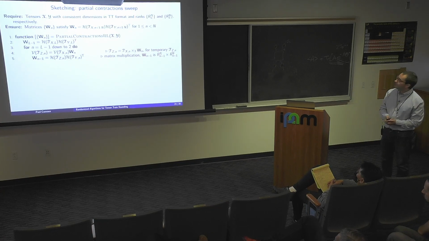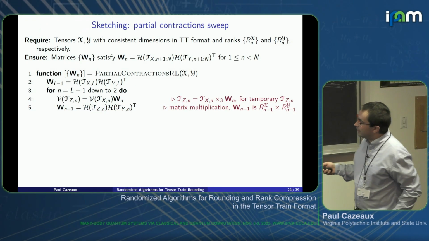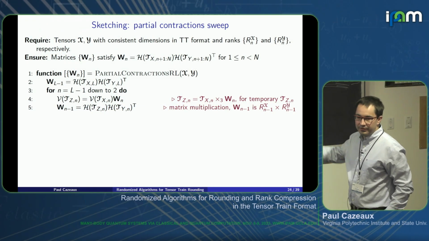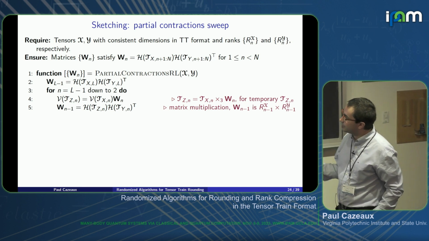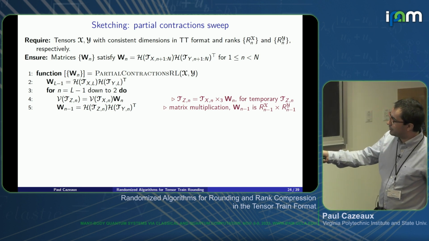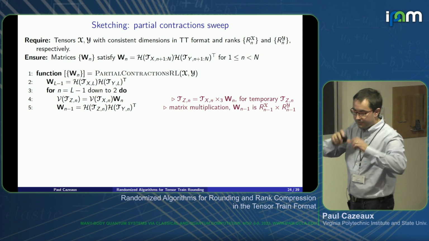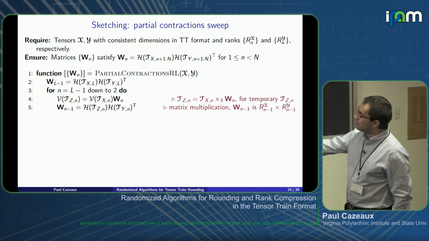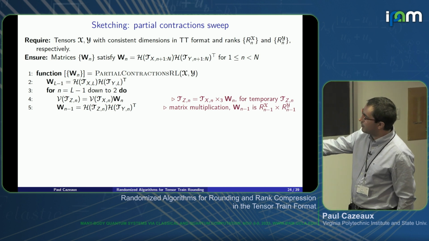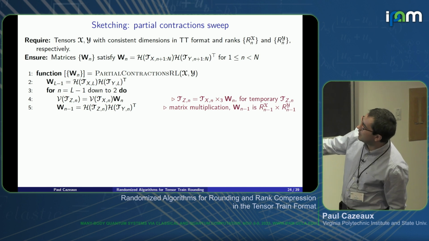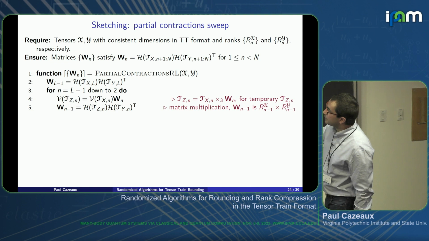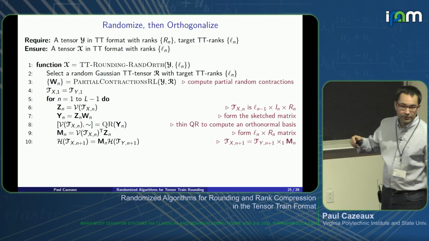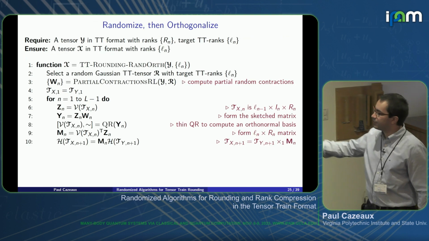And so, very briefly, the sketching algorithm will have two pieces. There is a part of sketching, which is a sweep from the right to the left to compute matrices Wn that correspond to sketches. This is fairly efficient because we have our randomized sketch here. And so here is the algorithm. We randomize first, and then we orthogonalize.